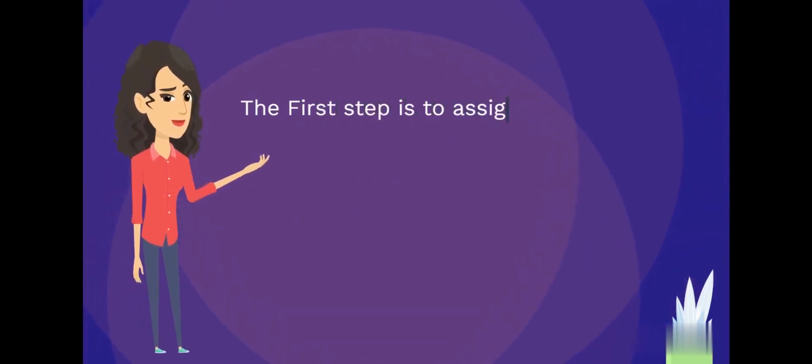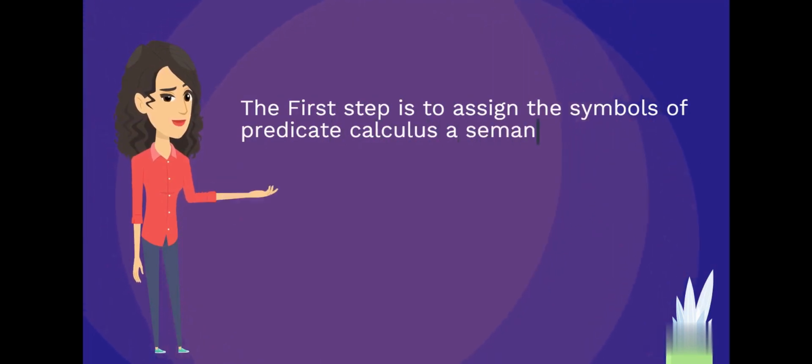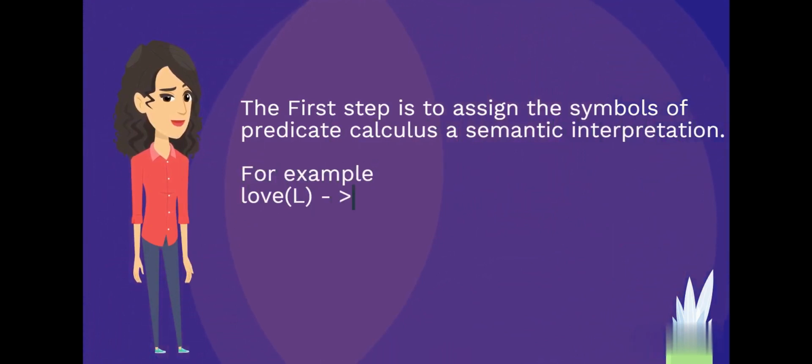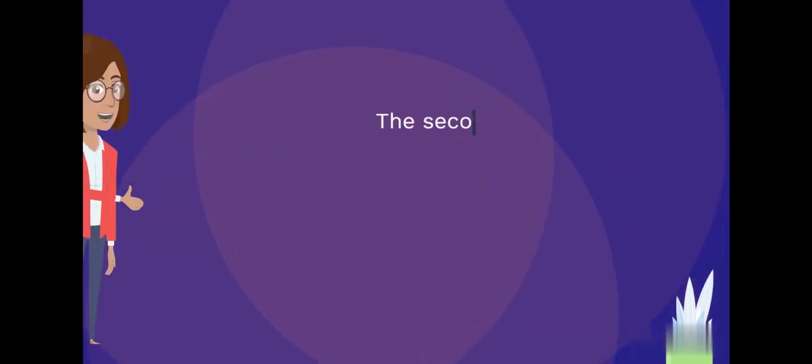The first step is to assign the symbols of predicate calculus a semantic interpretation. For example, love. Love is represented by L, and we have used a predicate love with Jane and Tom, where they are represented by j and t. So L of j, t is the meta language.